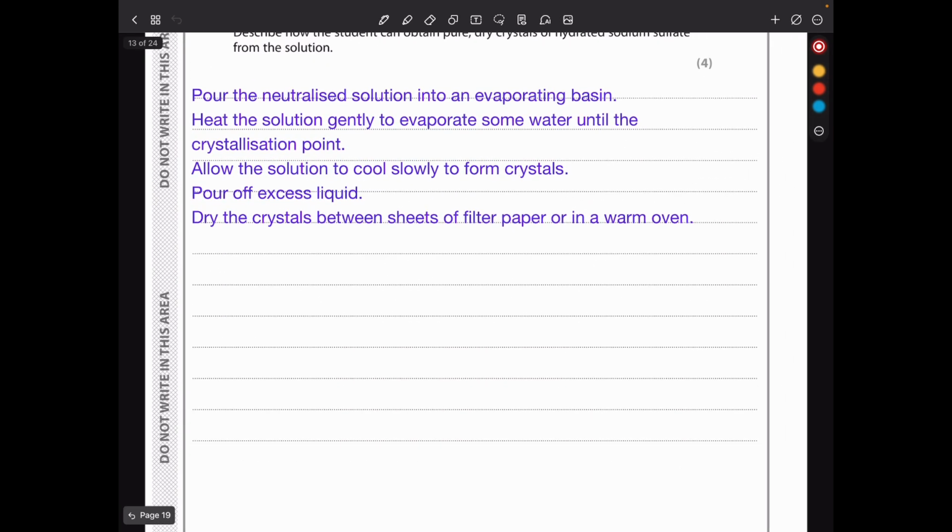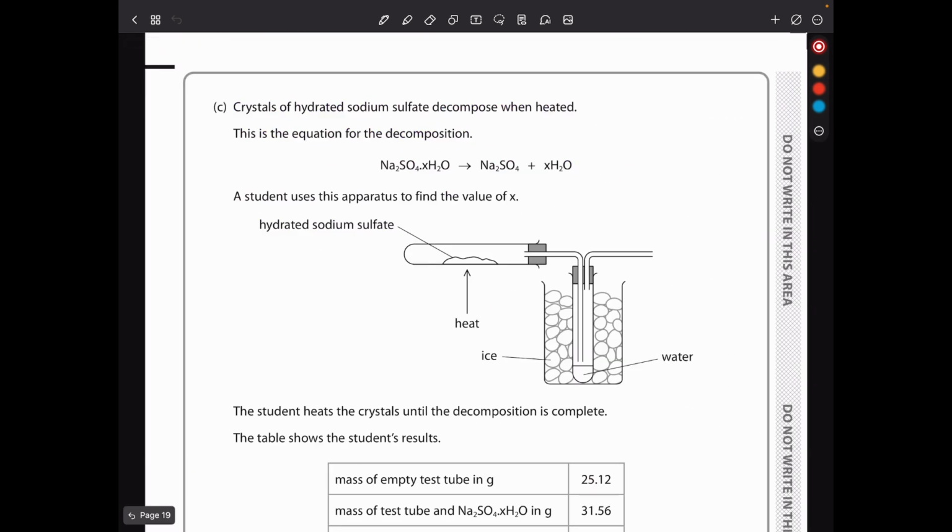warm oven. In part C, crystals of hydrated sodium sulfate decompose when heated. This is the equation for that decomposition. They say a student uses this apparatus to find the value of X.